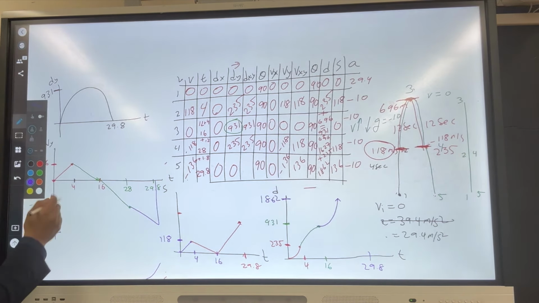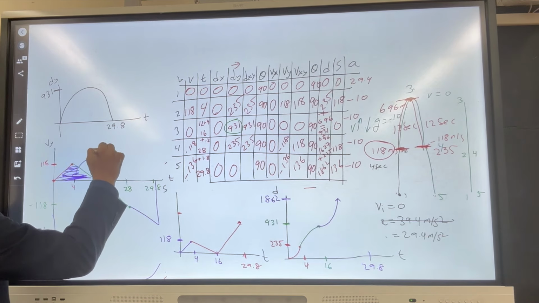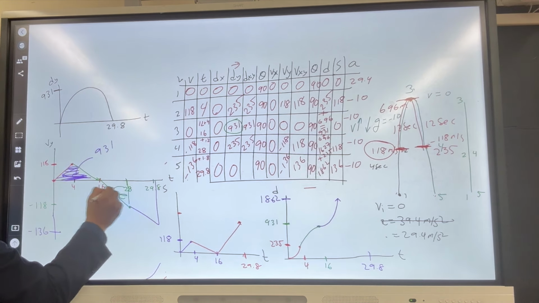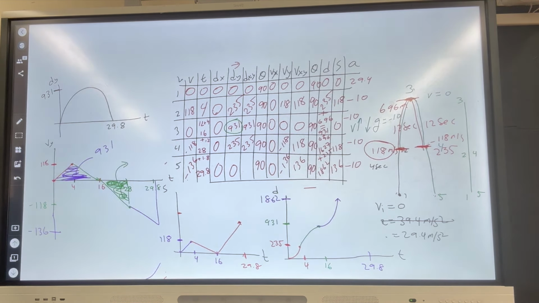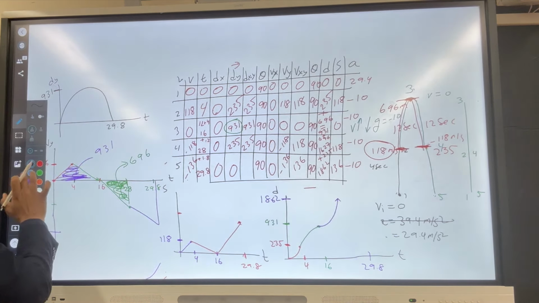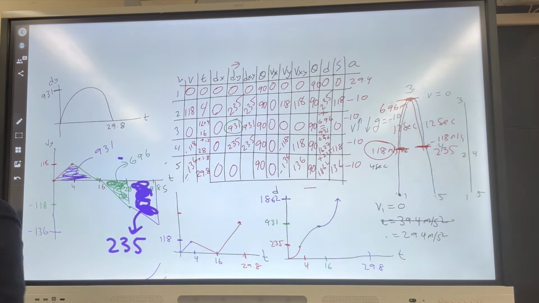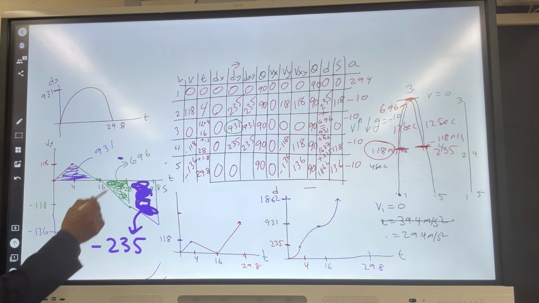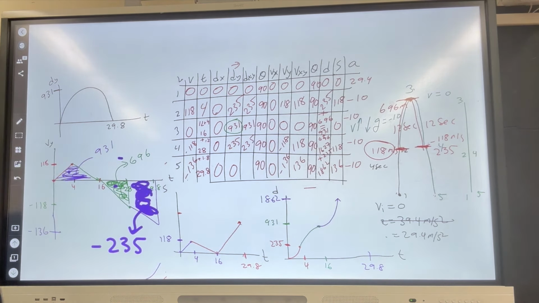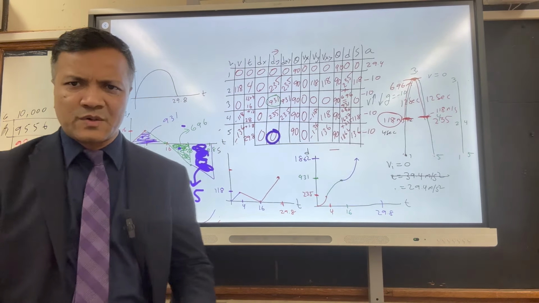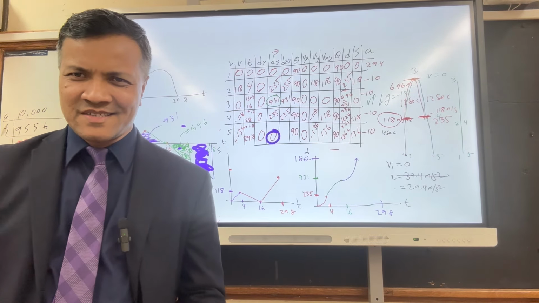Now this one is 931. This one is 696, and this one is 235. Of course, this is negative 696, and this is negative 235. So negative 696 and negative 235 is 931. 696 plus 235, yes. So this one plus this one is equal to this one. So the total displacement is zero. All right, hopefully you understood the kinematics of rockets.